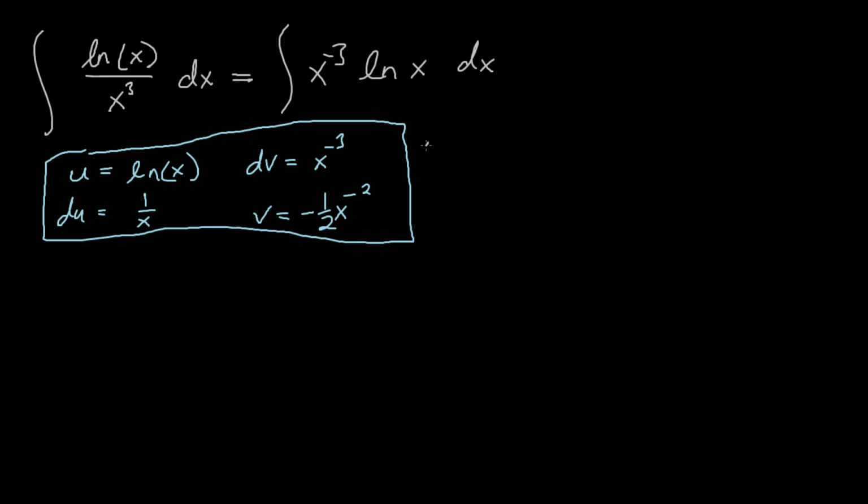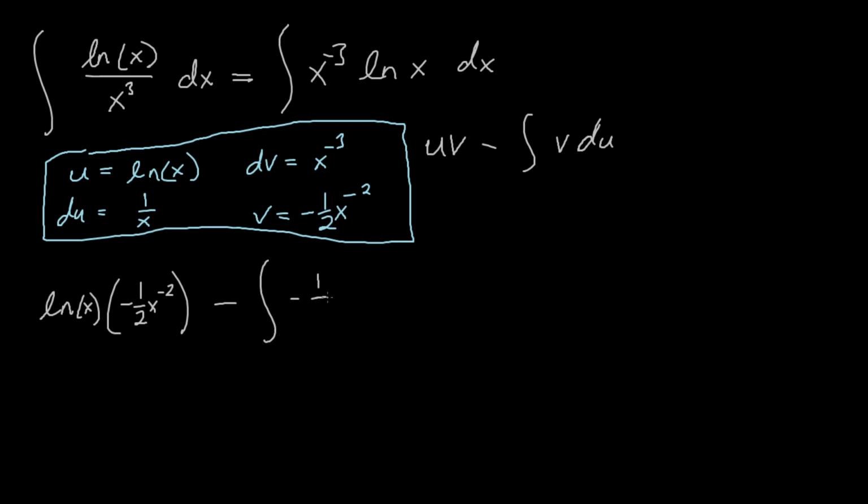So then we'll go ahead and plug this into our equation for integration by parts, which is u times v minus the integral of v du. And so we're going to have natural log of x times negative 1/2 x to the negative 2 minus the integral of negative 1/2 x to the negative 2 times 1 over x.